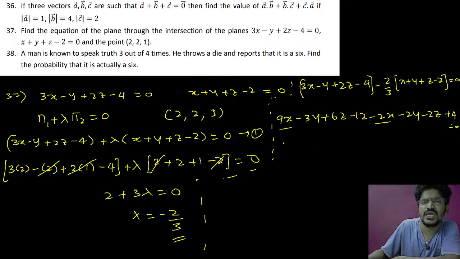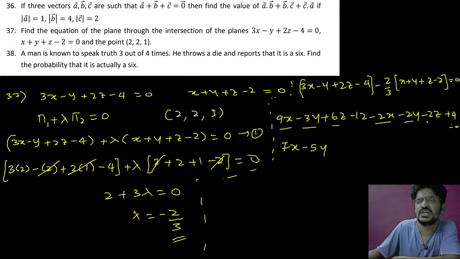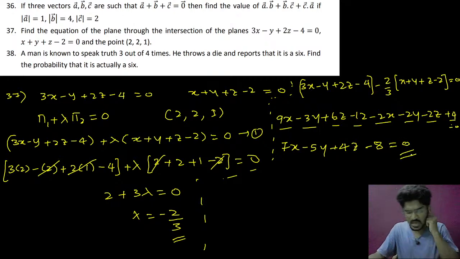9x minus 2x is 7x. Minus 3y minus 2y is minus 5y. 6z minus 2z is 4z. Minus 12 plus 4 is minus 8 equal to 0. So this is your answer.